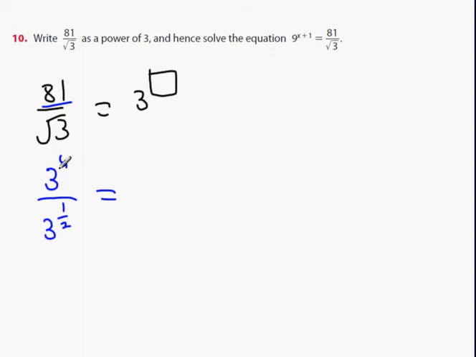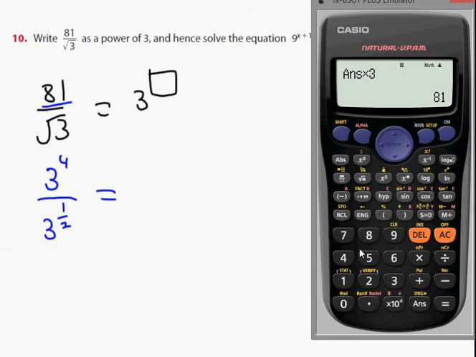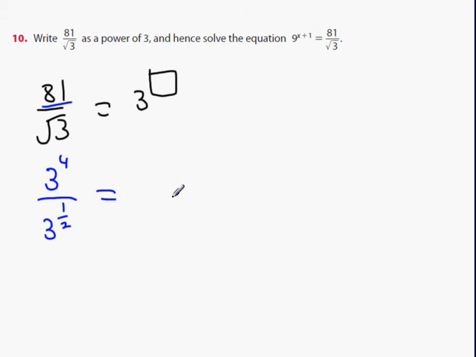Now finally, take away the powers from each other because you're dividing. 4 minus a half? 7 over 2. Okay, I get that. Well, the real reason is 4 is the same thing as 8 halves. 8 halves minus 1 half is 7 halves. Because 4 is 8 halves.